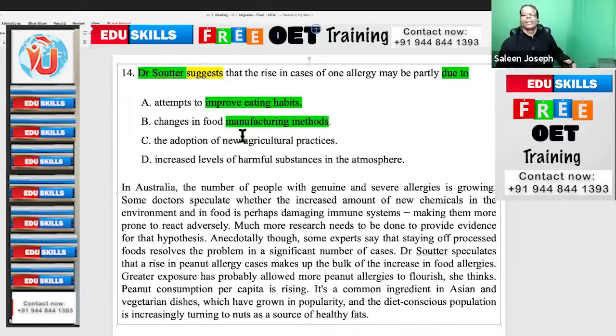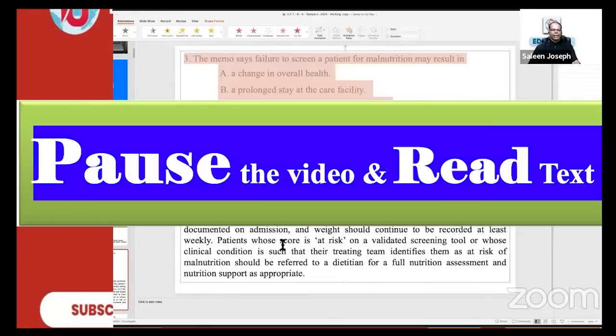The second one is manufacturing methods. The factory people are not manufacturing properly. The third one is adoption of new agricultural practices. Farmers are to be blamed for all the allergies. The fourth one is increased levels of harmful substances in the atmosphere. The atmosphere has to be blamed. Is it okay? There is no food, only air. No chance. Yes, Father. Anyhow, let's look into this one, read and follow.